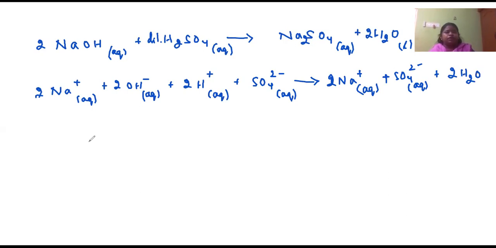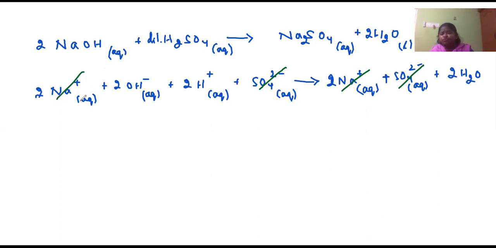Over here you have to cut the spectator ion as we did in the previous example. Na plus is aqueous here and Na plus aqueous here, so it is a spectator ion. OH minus is aqueous, but over here it is in water, so it takes part in the reaction. H plus is aqueous over here and in water over here, so it also takes part. Then SO4 2 minus is aqueous and here also aqueous, so there is no change. That means it doesn't take part in the reaction.